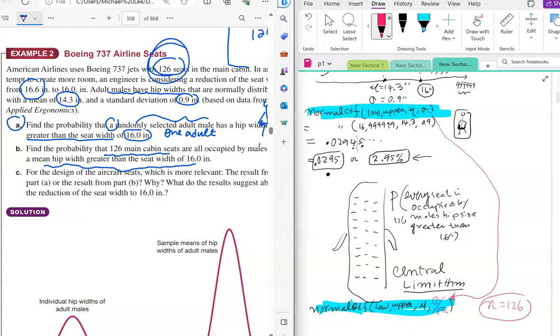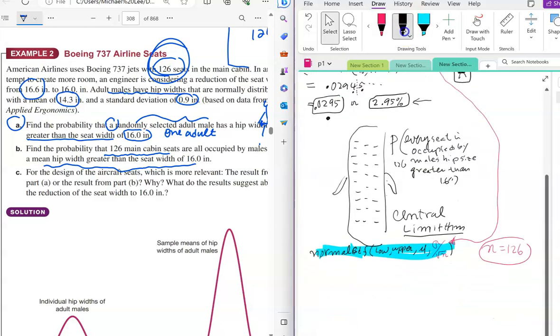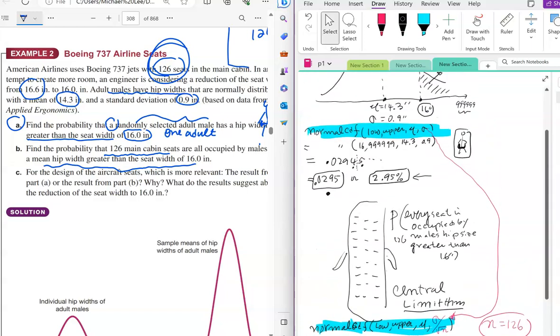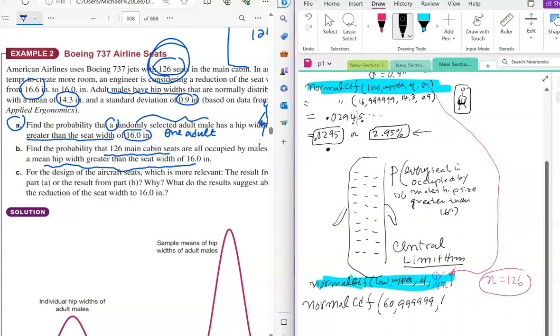Okay, 126. So if you put that in the calculator, it's going to be normal CDF. Low is still, what is it? 60. Upper is 999,999. Mu is the same, mu is 14.3. Now it's changing. Sigma is 0.9. It was 0.9 before. Do you see that? Now this time, divided by square root of 126.